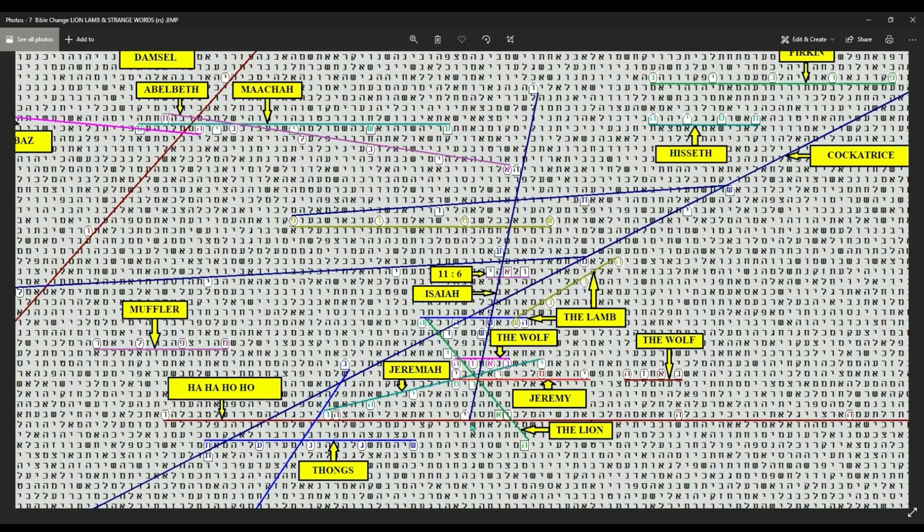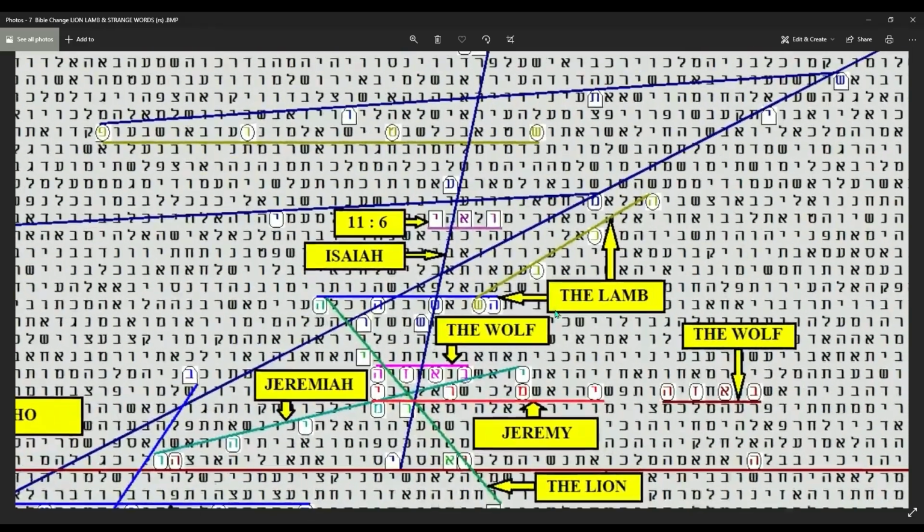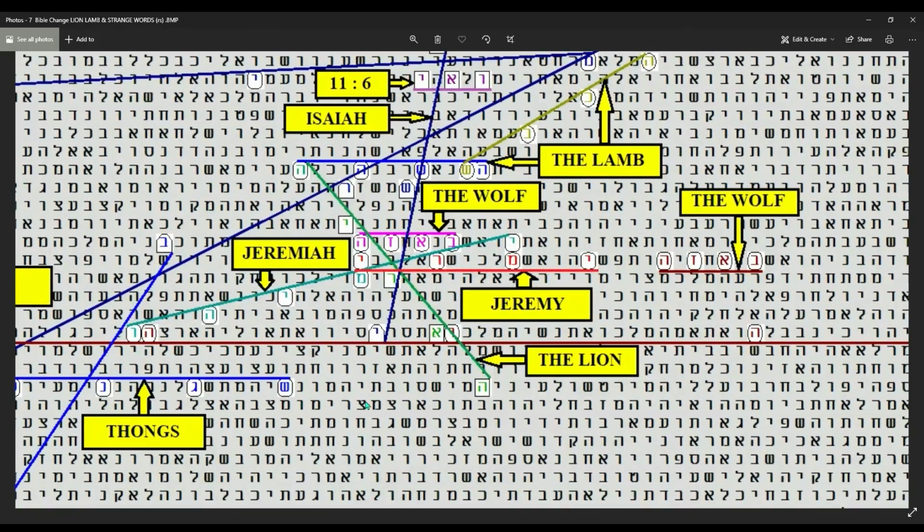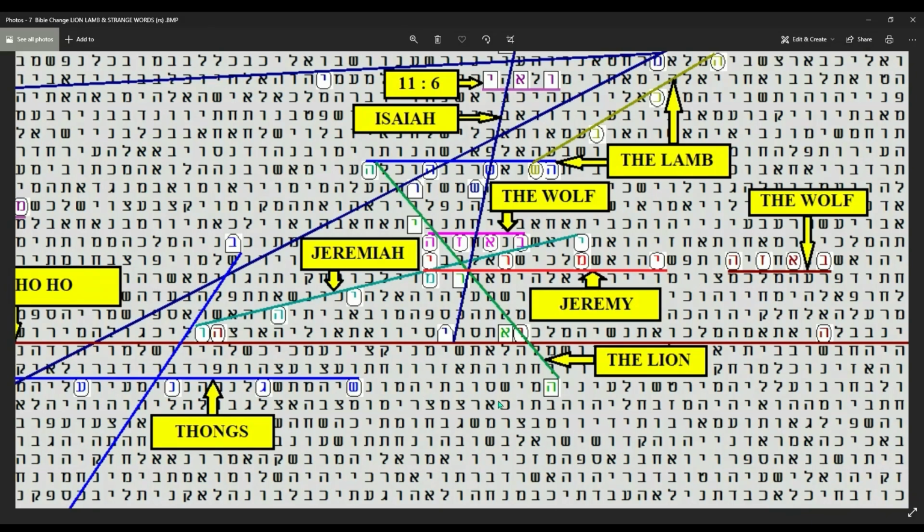Here's Isaiah in the dark blue, and the chapter verse 11:6 right there. Another thing Kat said was to look for another new person in the Bible, Jeremy. Unbelievable. Jeremiah, his name's right here. That's why I only ever knew Jeremiah. Never heard of a Jeremy ever, and there was never a Jeremy in the Bible. Well, it's Jeremiah, and right on his name, Jeremy, in the red.